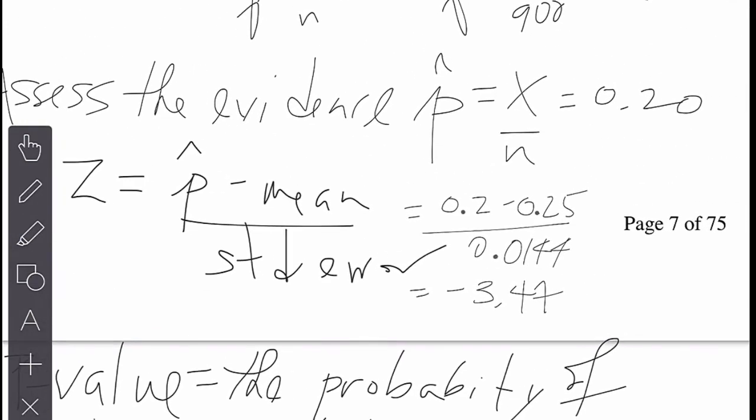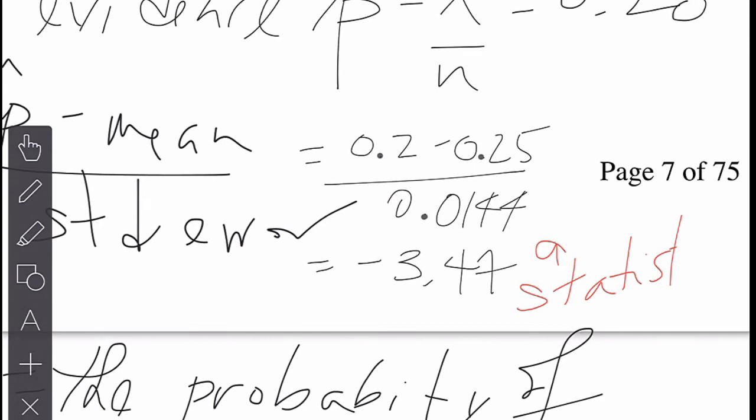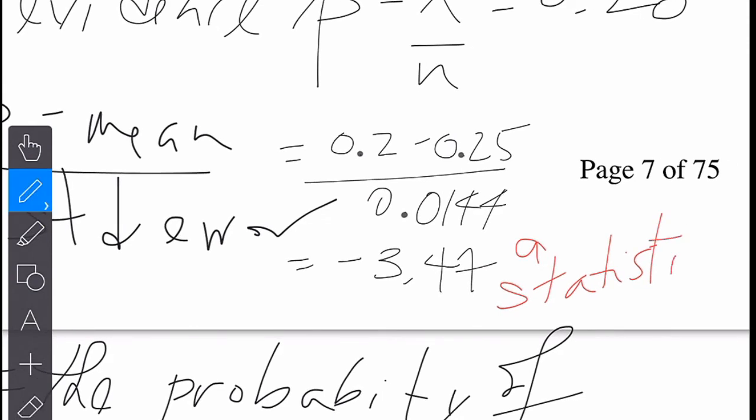Because you used the sample result to find the p hat, and then you standardized it, the Z score, this Z is a statistic, right? What else is a statistic here? Remember, a statistic is a number computed from a sample. This is a statistic. What else is a statistic? P hat is a statistic. It's a number calculated from the sample.